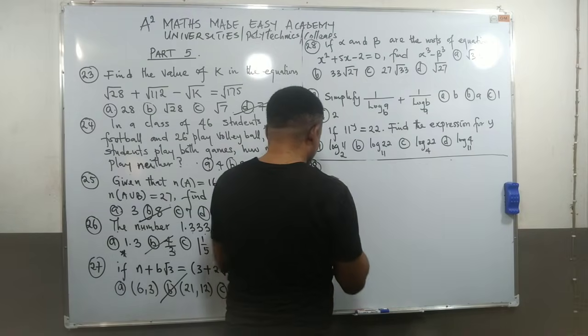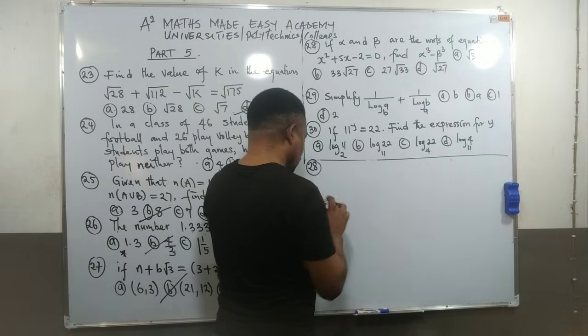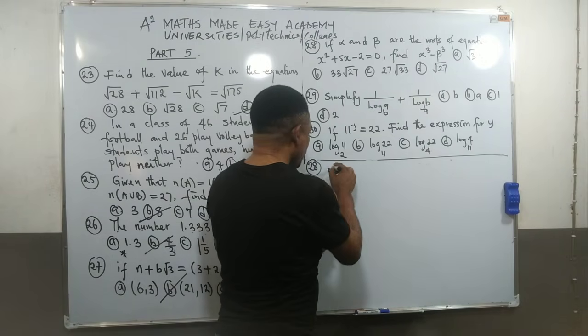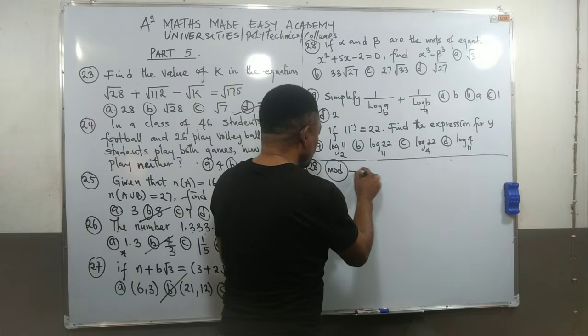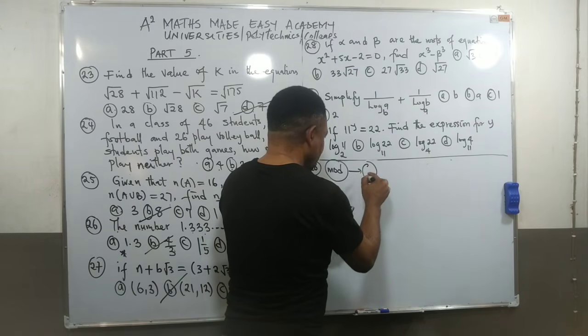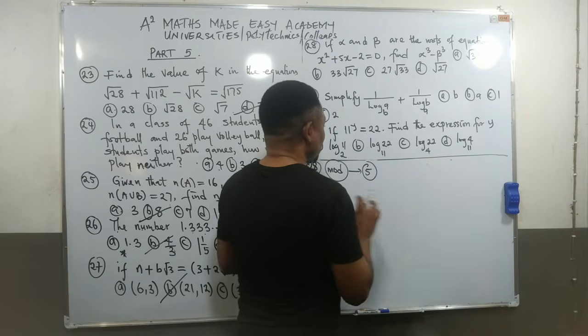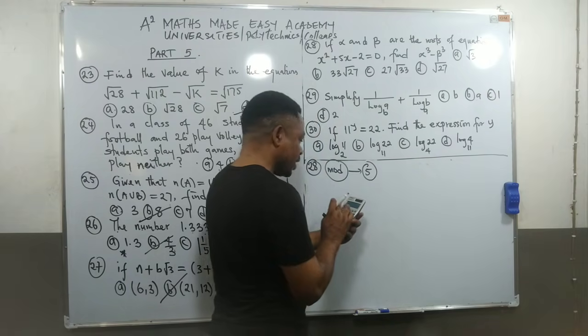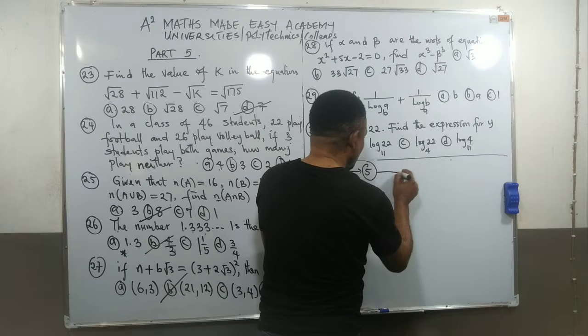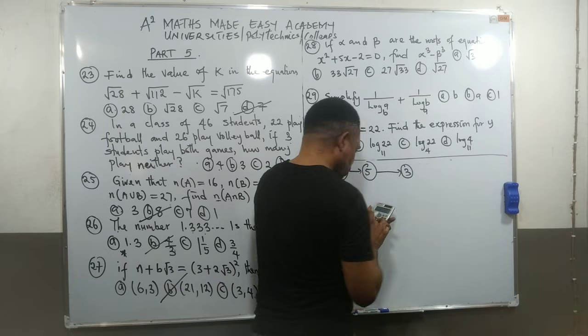Now what you should do is very simple. Now, question number 28. The first thing that you're going to do, look up, punch mode 5. That's the first thing. Punch mode 5. Are you with me now? That is all. That's the essence of doing this. Then after you punch mode 5, the next thing you are going to do is to punch 3.